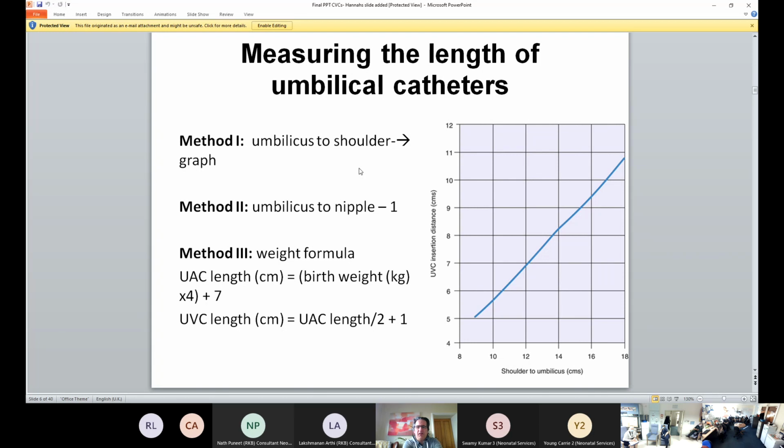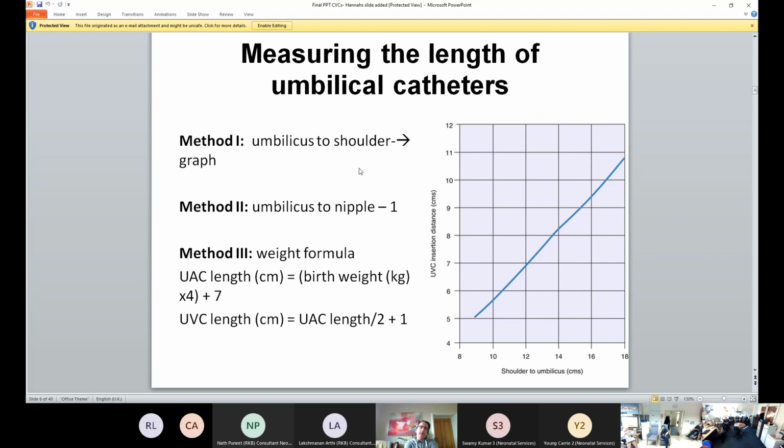Measuring the length of umbilical catheters. That's in every guideline, so that's something I'm sure everybody knows by heart. There are a few methods for calculating the distance. I mentioned 3 of them here. The most traditional one was measuring the umbilicus to the shoulder, and then plotting this on a chart. The other one is umbilicus to the nipple and subtract 1. That's used in New Zealand. The third one in our local guidelines is using the weight formula.